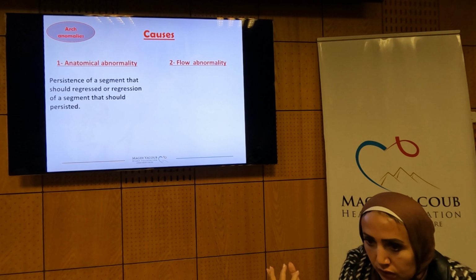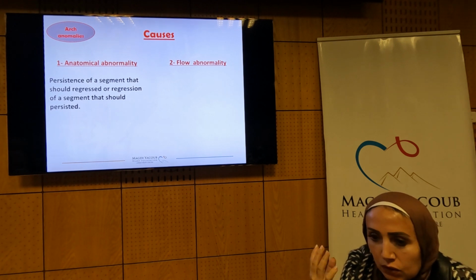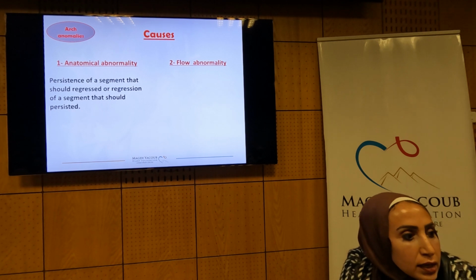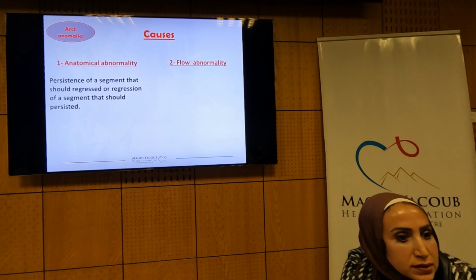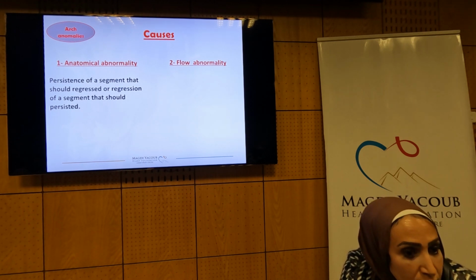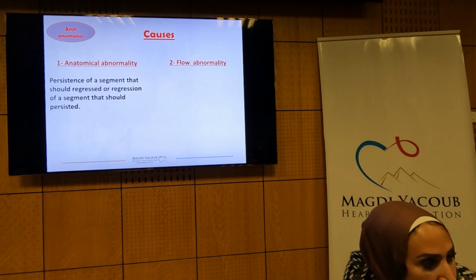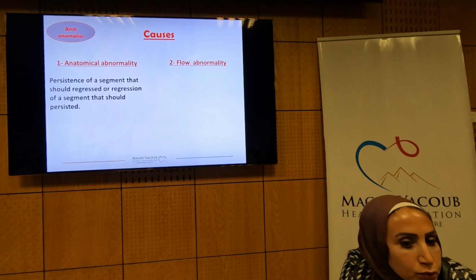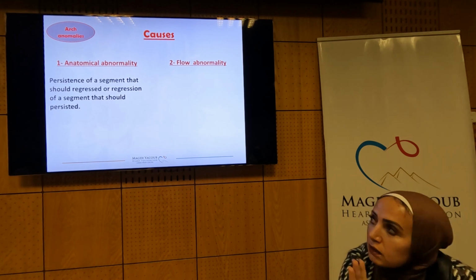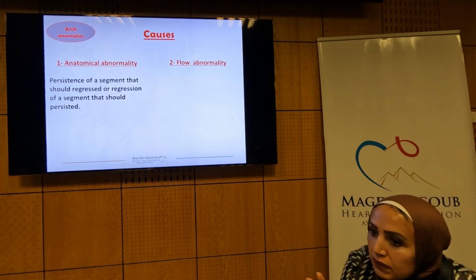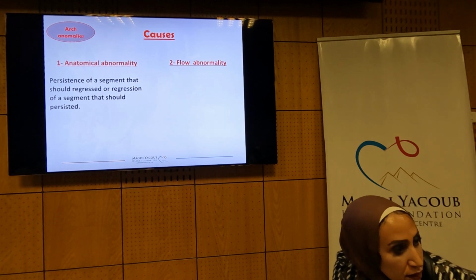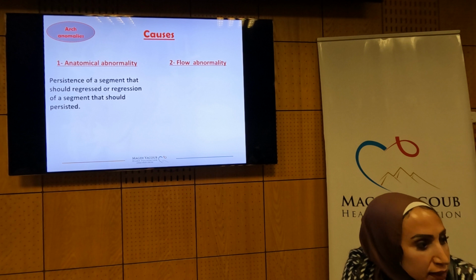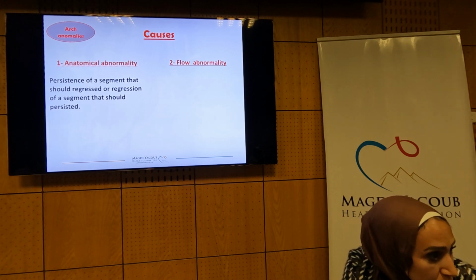So from this story, we admit that the aortic arch is a heterogeneous structure, and a lot of segments we expected to regress in due time, and we expected other segments to be present. So if there is any abnormality in that process, where a segment that should have regressed is present, or a segment that should be present has regressed, we will have an anatomical abnormality.